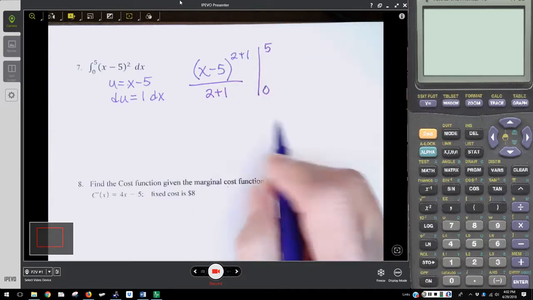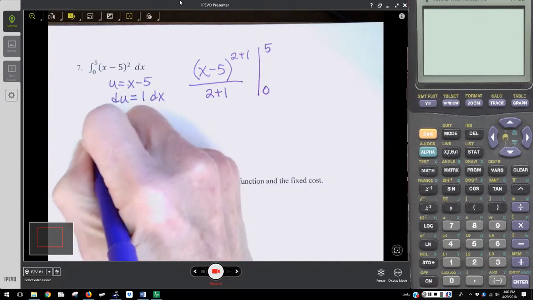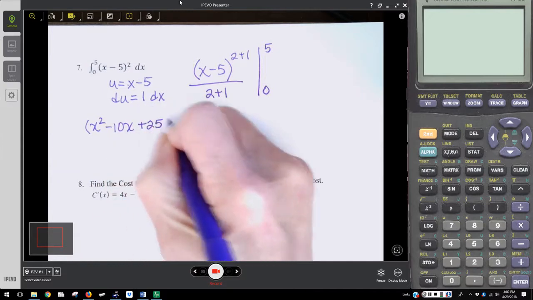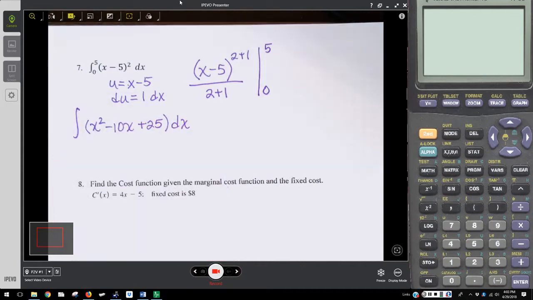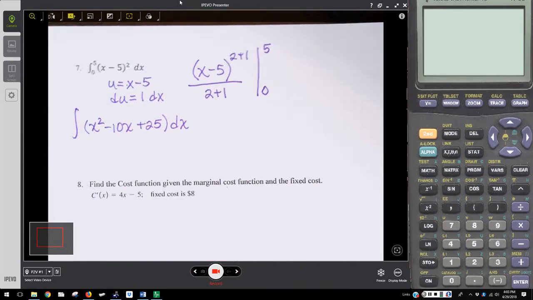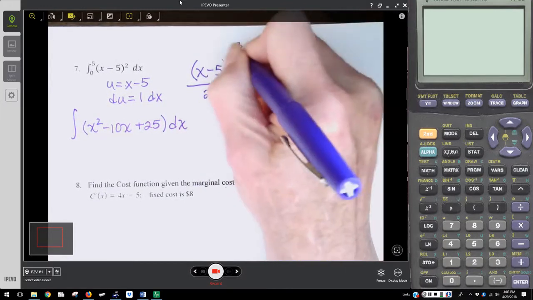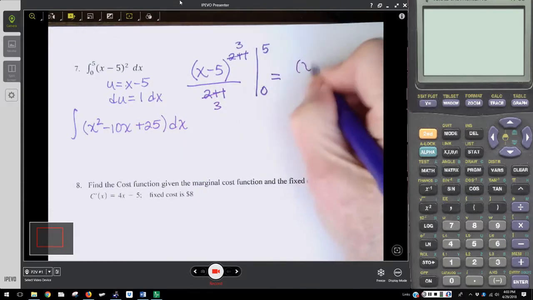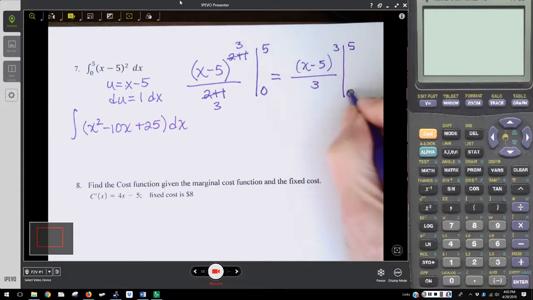Now, I can't tell you how many people I saw that went to a lot of trouble to say that this was going to be the integral of x squared minus 10x plus 25 dx. And if you did it that way, that was perfectly fine, but you did a lot more work than you needed to and didn't realize it. Sometimes it's easier to take the obvious way out, because in this case, 2 plus 1 is 3. So what we actually have here is x minus 5 to the third power divided by 3, and we're going to evaluate it at two really simple numbers, 5 and 0.